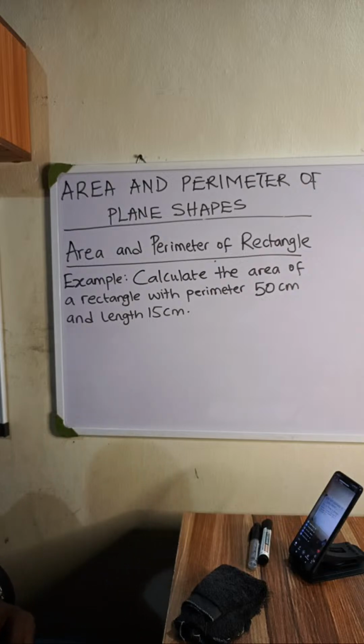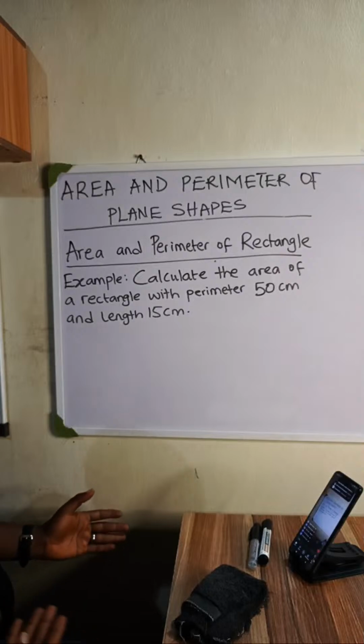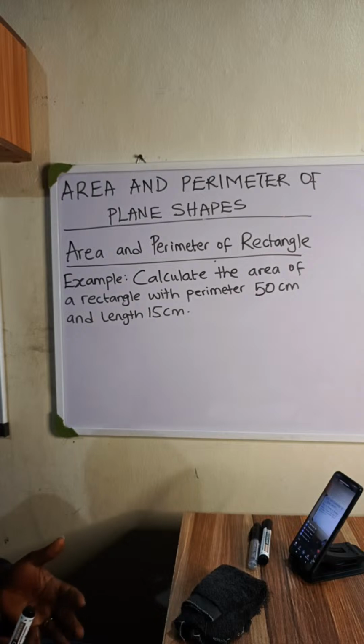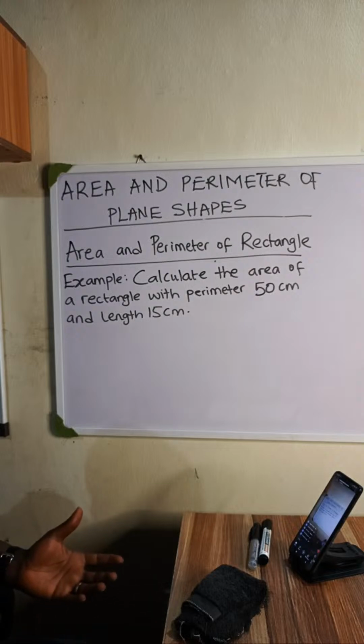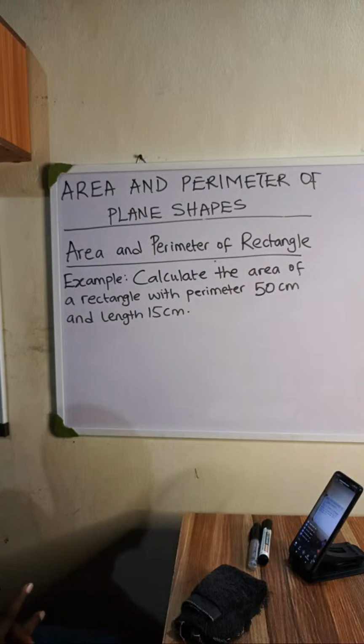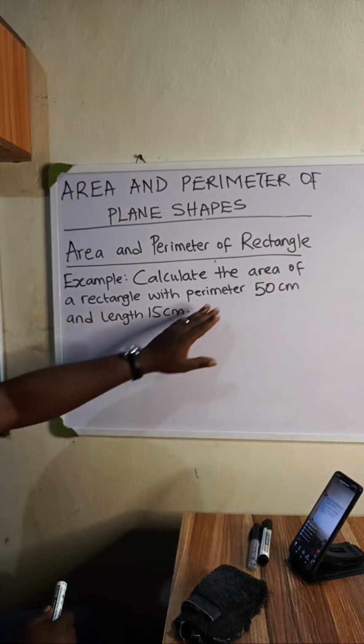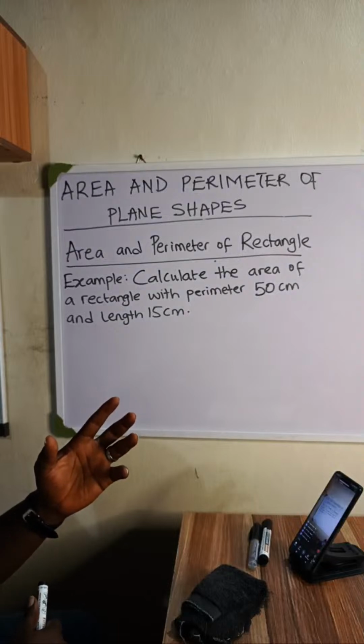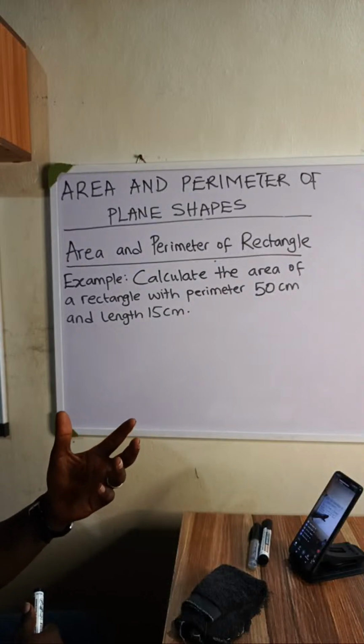So in this situation, we are told to calculate the area of a rectangle with perimeter 50 centimeter and length 15 centimeter. We are expected to calculate the area, but what we are given is not length and breadth, but perimeter and length. So how do we go about solving for the area? The first thing we need to do, since we are given the perimeter and the length, is find the breadth.